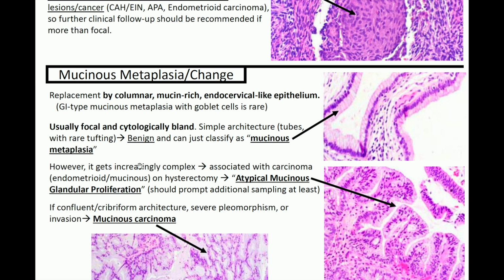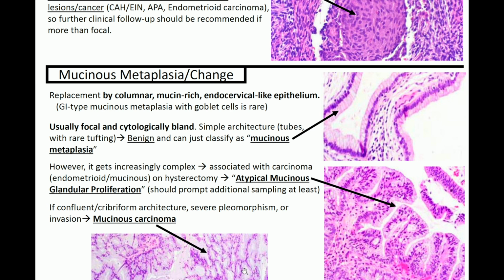However, if it gets increasingly complex, associated with carcinoma, endometrioid or mucinous on hysterectomy. So on the right here, you see atypical mucinous glandular proliferation. Should prompt at least additional sampling. And then if it's confluent cribriform architecture, severely pleomorphic, or evidence of invasion, that's going to be mucinous carcinoma.